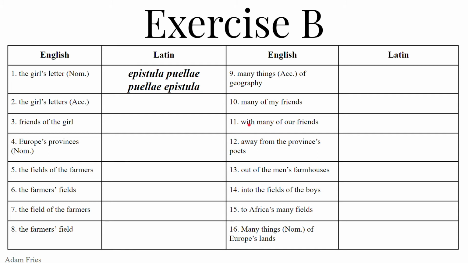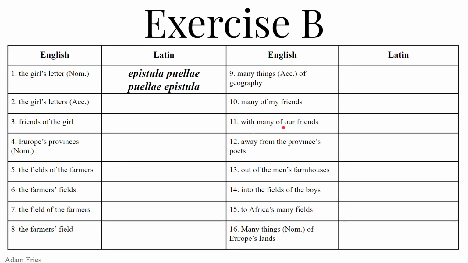So we have the ablative of accompaniment, cum, plus we have the adjective our, the adjective many, and then the noun friends. So we have amicis, then multus, a, um, agreeing with amicis, multis, and then noster, nostra, nostrum, agreeing with amicis, nostris. Cum multis amicis nostris. With our many friends, which you may translate as with many of our friends.